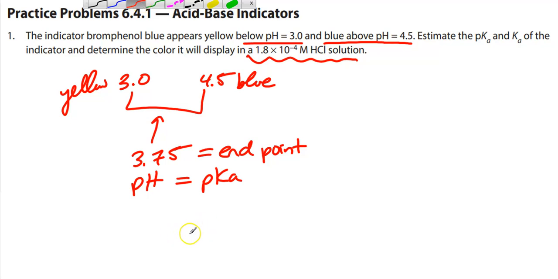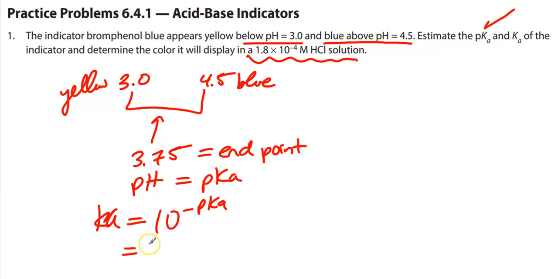Okay, so to continue with this, the end point is when our pKa is equal to the pH. To solve for our Ka value, we already got the pKa. To solve for the Ka value, we do 10 to the negative pKa, 10 to the negative 3.75.